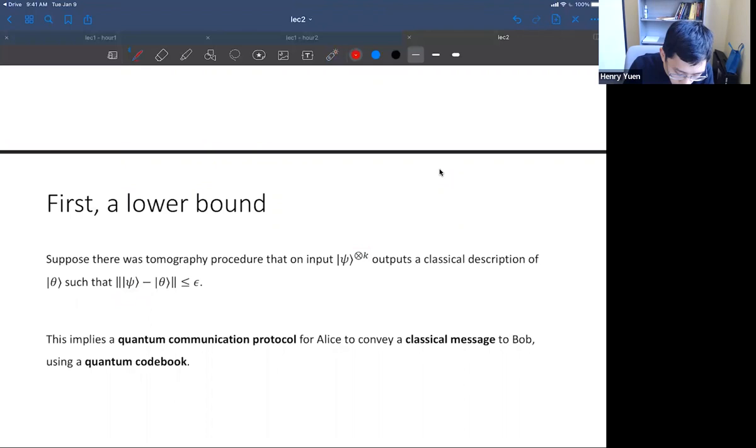And let's fix epsilon to be, here we'll even be generous. Let's say that the distance between the two vectors doesn't even have to be too small, it can be 1/2, right? So let's say that were possible, and we're going to get a lower bound on the number of copies k. And let's say psi is an n-qubit state.